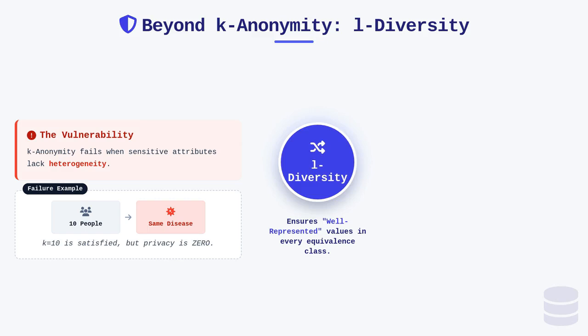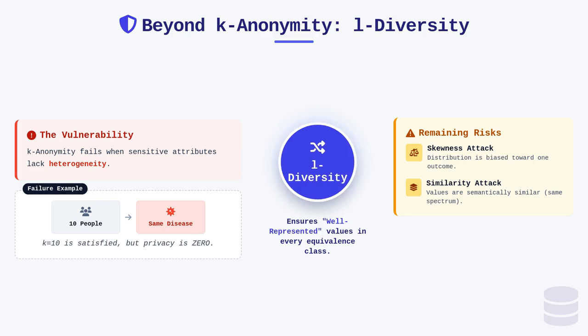Yet, L-diversity itself is susceptible to skewness attacks and similarity attacks, where the distribution of sensitive values is biased toward a specific outcome or where values are semantically similar. Even if the sensitive values are diverse, if they all reside at the same end of a spectrum, the privacy protection remains fundamentally fragile.